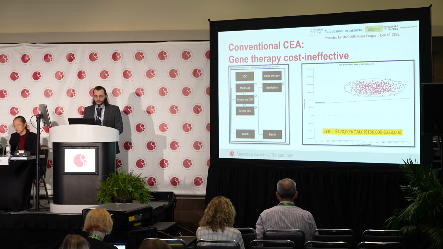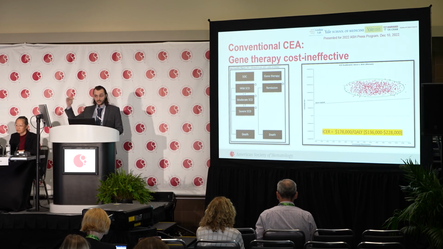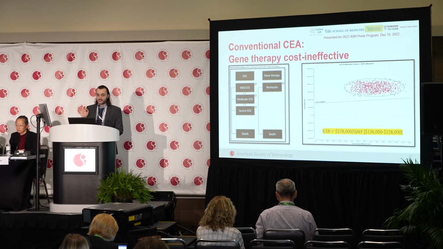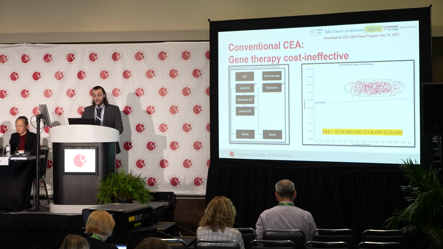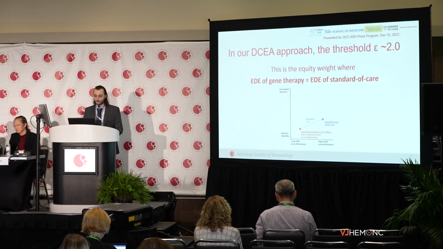And so on the right, you have an ICE scatter plot. So on the x-axis is the incremental effectiveness. On the y-axis is the incremental cost. And really the big thing here is the dashed line that you see running across with that slope. That's the willingness to pay in the United States of $100,000 per quality adjusted life year. You see all 10,000 simulations of giving these patients gene therapy, all of them, everyone who's interested and who's eligible with mild, moderate, or severe disease. In all 10,000 simulations, gene therapy is cost ineffective at an ICER of $178,000. You see the confidence interval next to it.